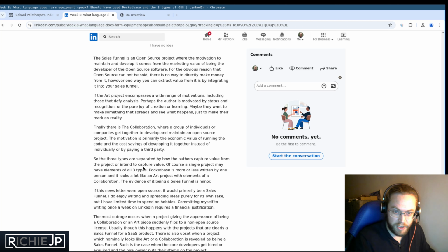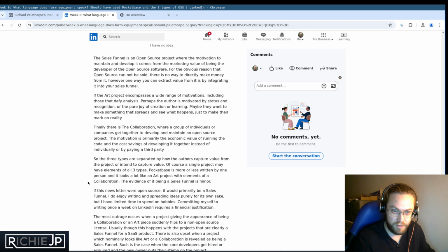So the three types are separated by how the authors capture value from the project, or intend to capture value. Of course, a single project may have elements of all three types, which is pretty much always the case: you have all three types in most projects.